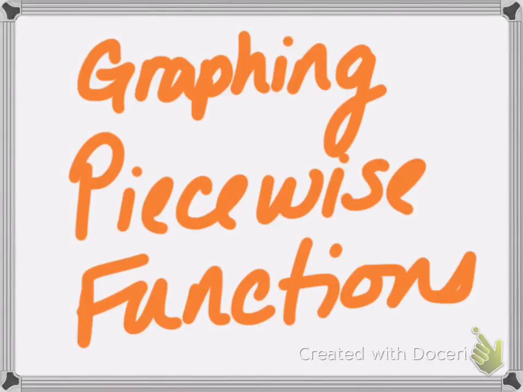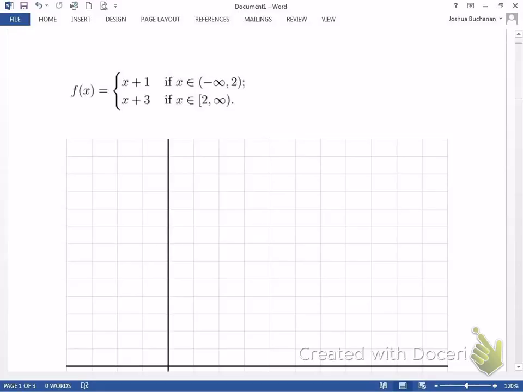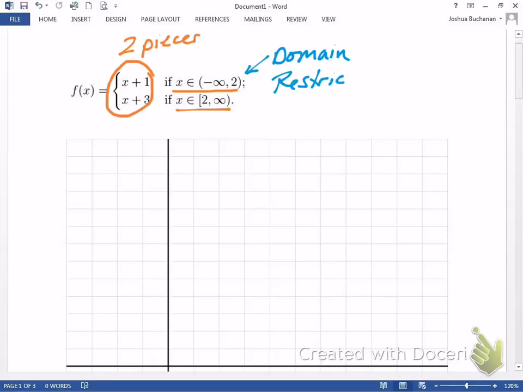Alright guys, this video is going to show you how to graph piecewise functions. So the first thing that we want to look at here is that this piecewise function has two pieces. And we see here several things that we need to look at. Over on the right side of those pieces we have what's called the domain restrictions. Those domain restrictions have elements that we need to make sure we know what they mean.